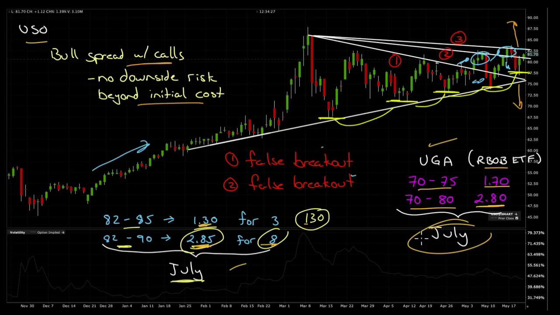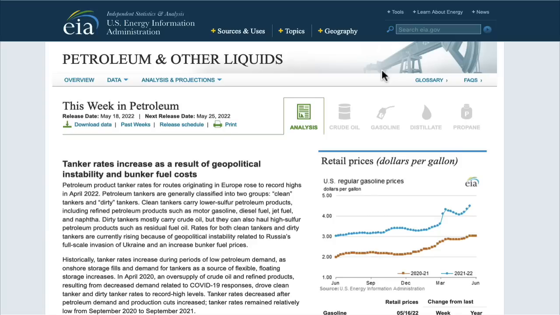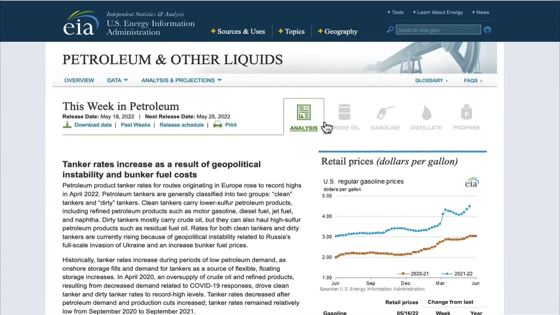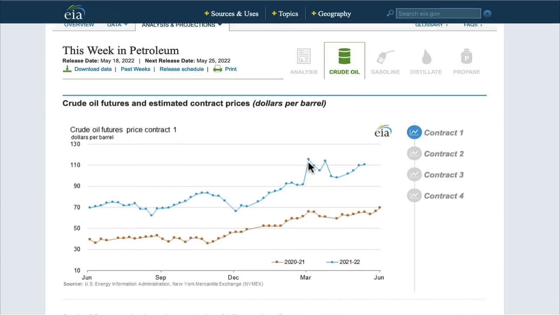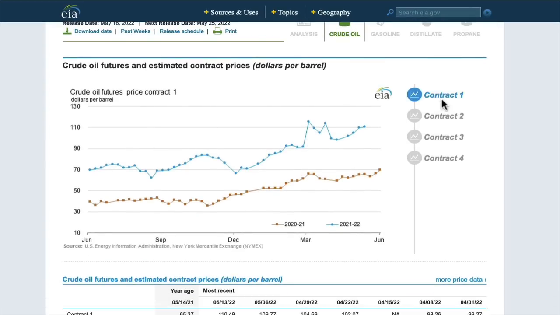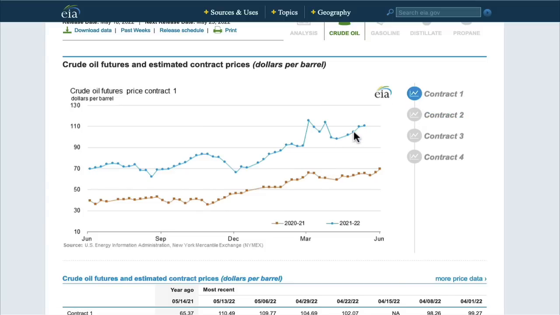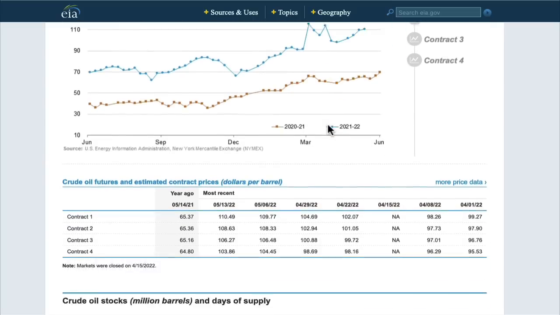Let's just have a look at the EIA inventory levels for both crude oil and gasoline compared to its 5-year average. This link is in the description box below. This Week in Petroleum, the release date May 18th. Next release date is May 25th. There's tabs across here that you can click on. This is just a general, high-level analysis. We can click on crude oil, and it gives you the price of the contract, contract 1, contract 2. Contract 1 is your front month, and you have 4 contracts here that you can look at.